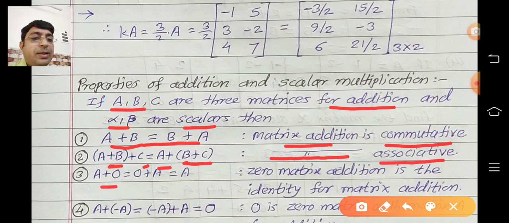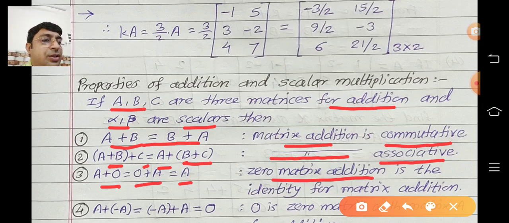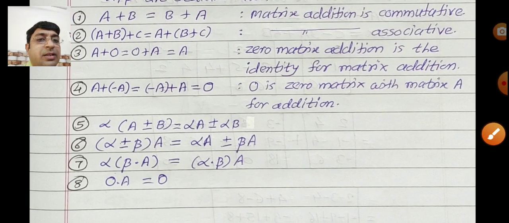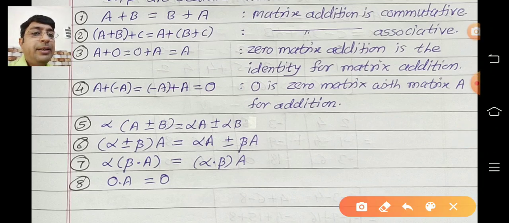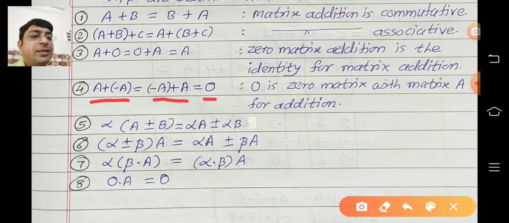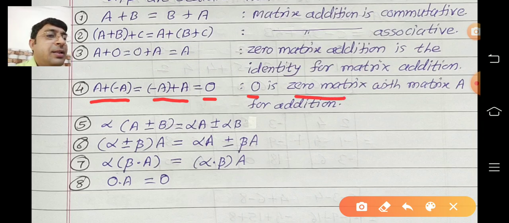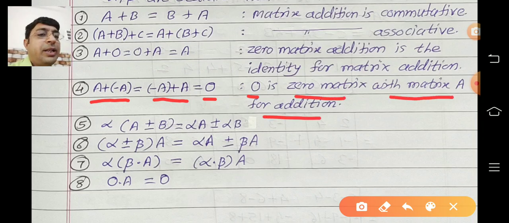Matrix A plus 0 is equal to 0 plus A, means A. That is why the 0 matrix is called the identity for matrix addition. The next property is given: matrix A plus minus matrix A is equal to minus matrix A plus A, and the answer is 0. That is indicated as 0 or O. So that is the 0 matrix with matrix A for addition.